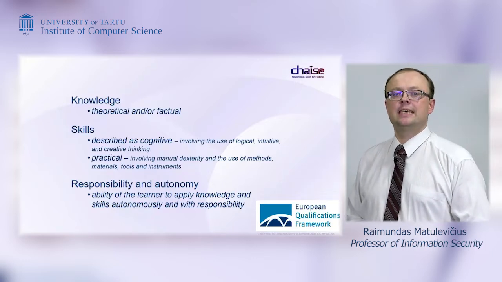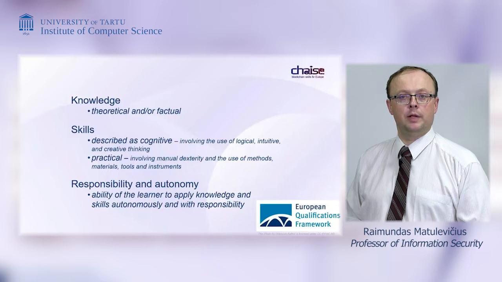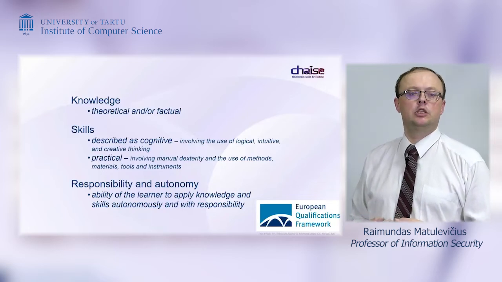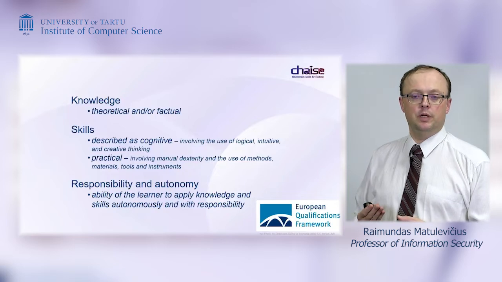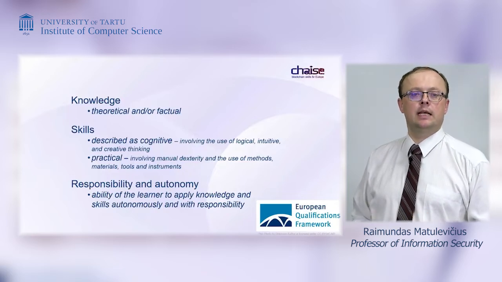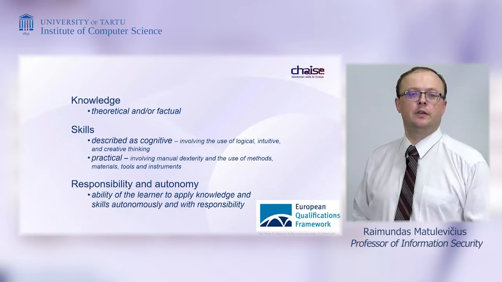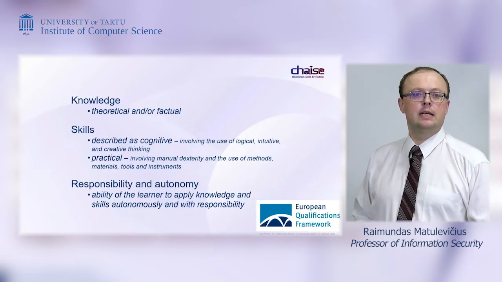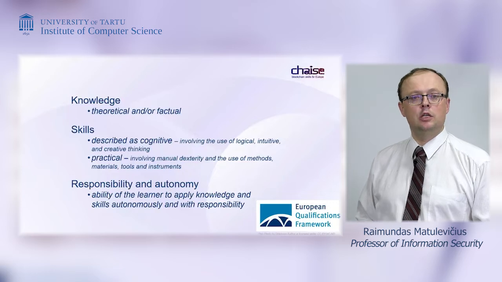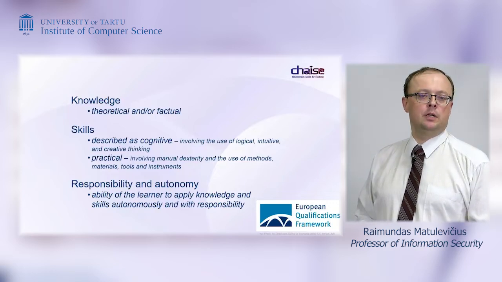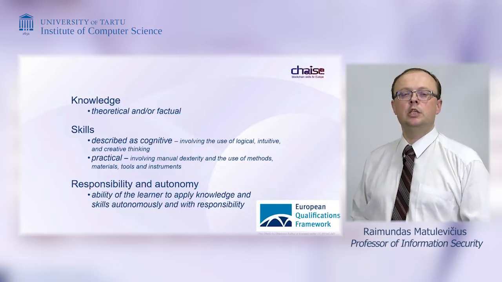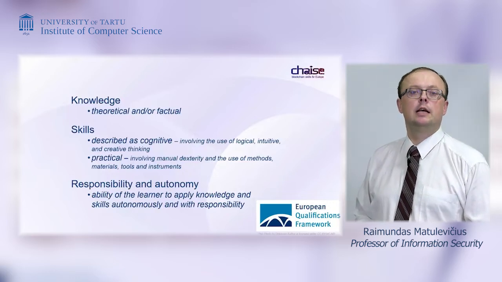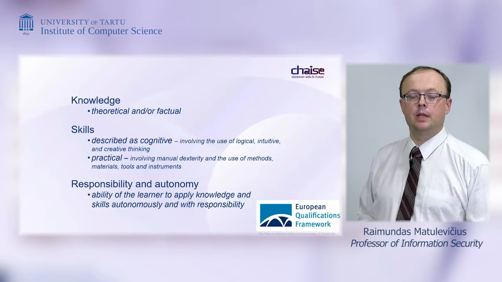Another important input for defining learning outcomes was the European Qualification Framework, which allows us to express the knowledge, skills, responsibility, and autonomy of the learner, and how he needs to be taught to get the skills and competences in the specific field. Knowledge can be defined as theoretical or factual. Skills can be described as cognitive or practical. Responsibility and autonomy is the ability of the learner to apply knowledge and skills autonomously and with responsibility.